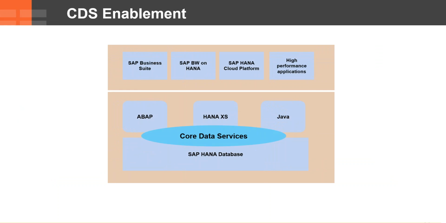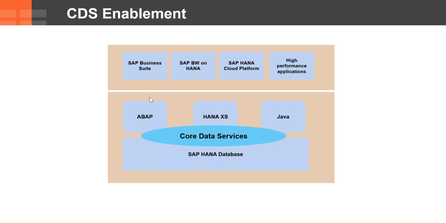CDS enablement: where core data services fit in the traditional architecture. The underlying database will be HANA. On HANA, you will be creating core data services. These core data services will be consuming your ABAP views, or HANA tables, or HANA XS applications, or it might be consuming Java applications as well.